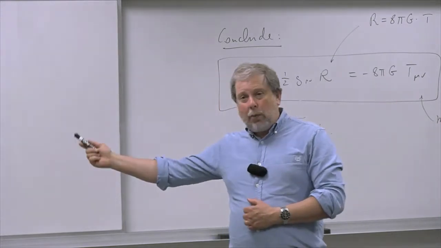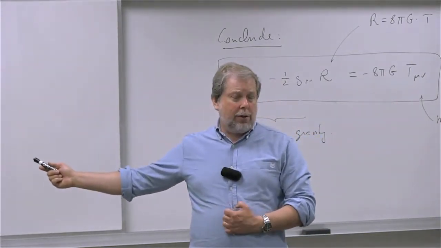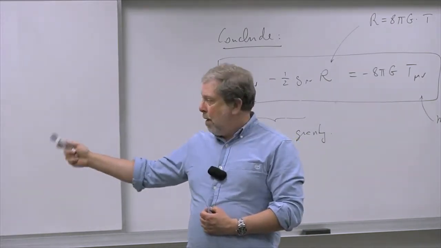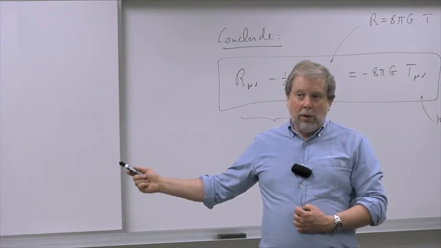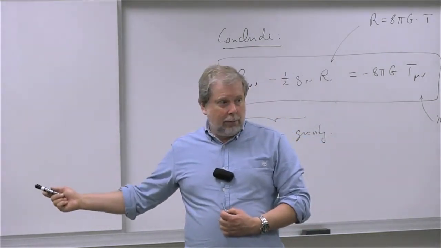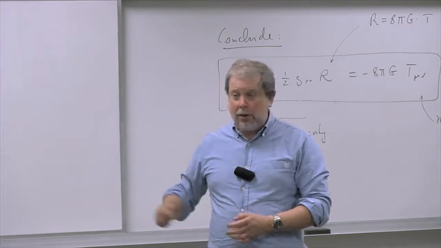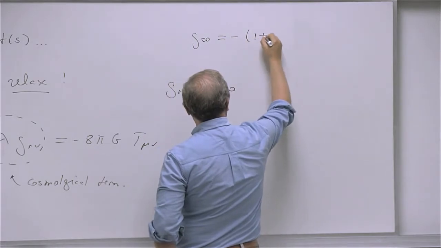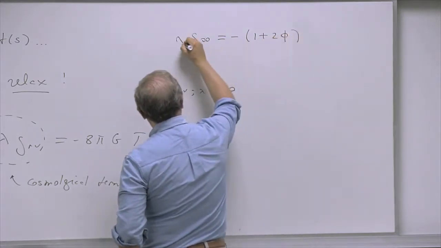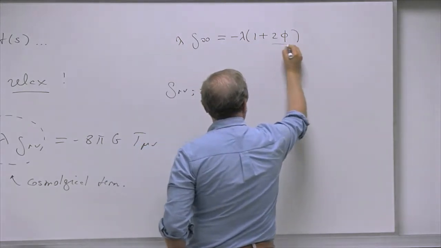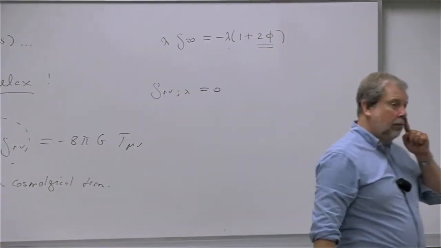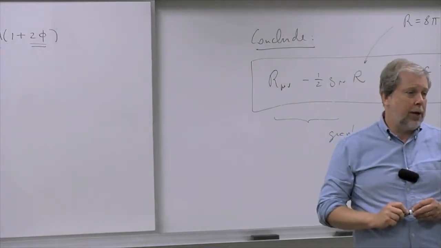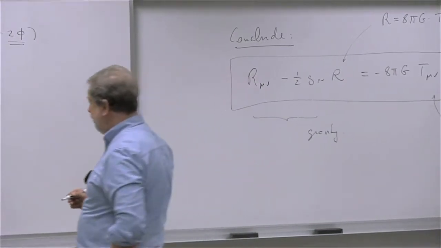Well, let's look again like we did for the naught-naught equation, right? So we have R naught-naught minus a half G naught-naught R minus lambda G naught-naught. Lambda G naught-naught is 0? No, of course it's not, right? Because G naught-naught is equal to minus 1 plus 2 phi. Okay, so we get a lambda G naught-naught term, which is like this. And so we have lambda times phi. So this modifies Newton's equation. If you want, it modifies the Poisson equation. There is an extra term in the Poisson equation.